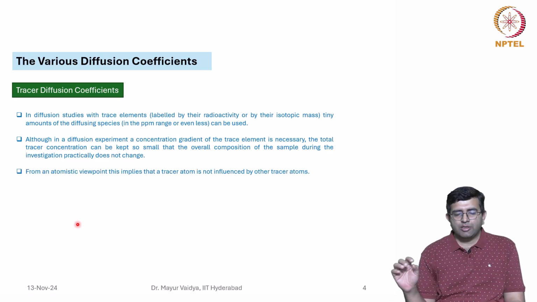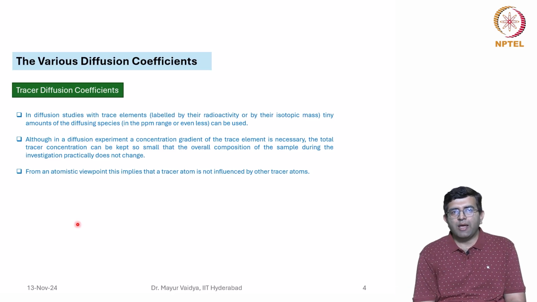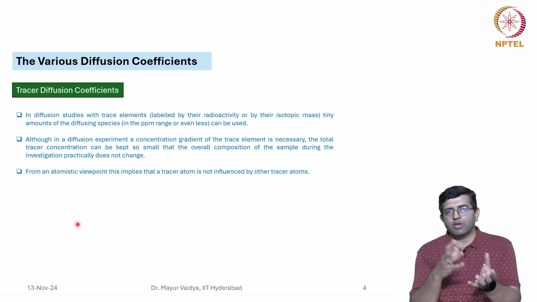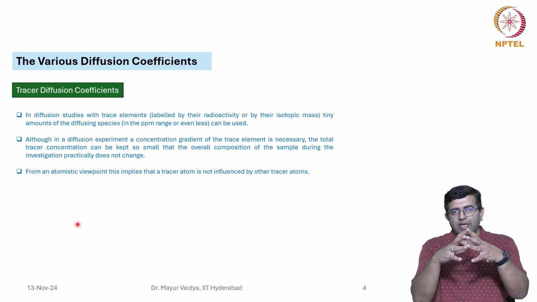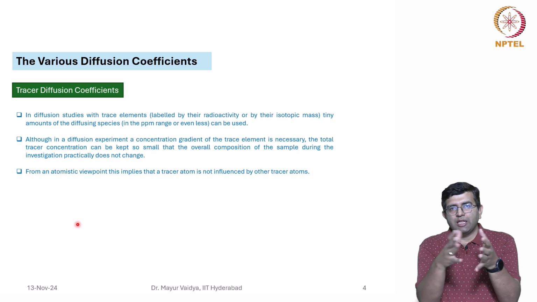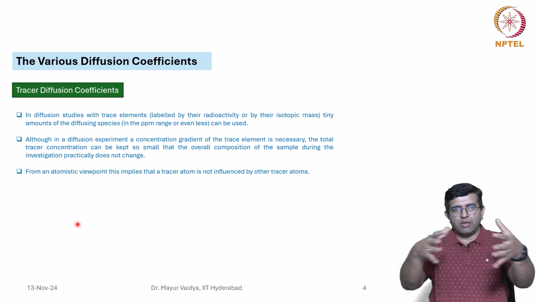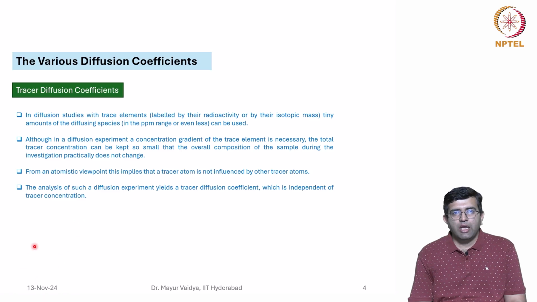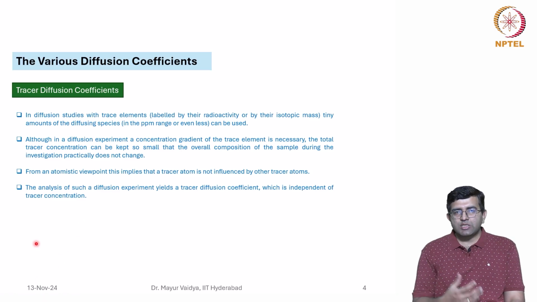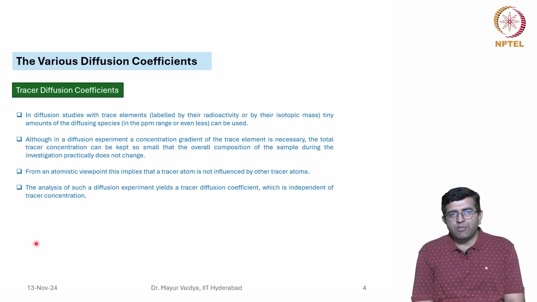And from an atomistic viewpoint, it implies that a tracer atom does not influence the other tracer atoms, because they are so thin in concentration, they will not be interacting among each other. They will be just spreading out in the sample. So the analysis of this diffusion experiment yields a tracer diffusion coefficient, which is independent of the tracer concentration itself.